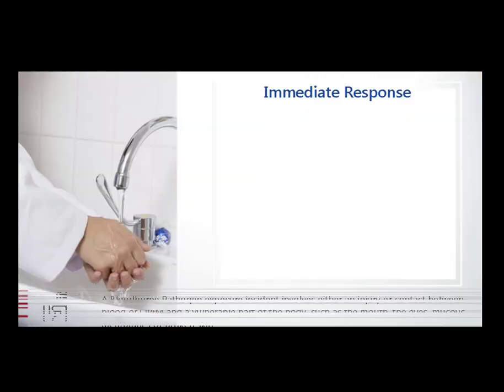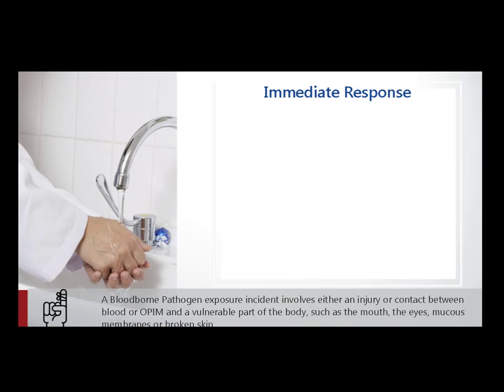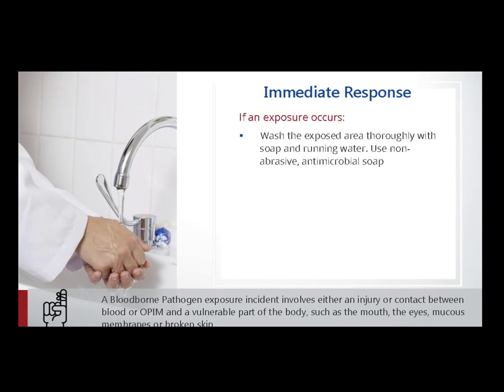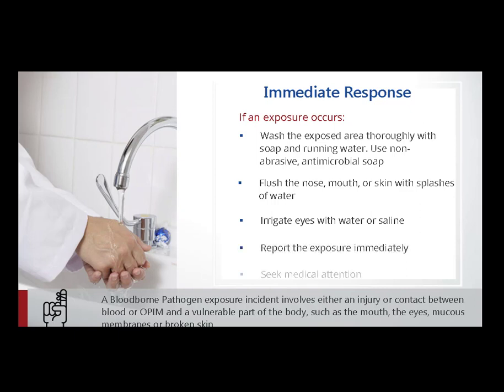A bloodborne pathogen exposure incident involves either an injury or contact between blood, or OPIM, and a vulnerable part of the body, such as the mouth, the eyes, mucous membranes, or broken skin. If an exposure occurs, wash the exposed area thoroughly with soap and running water. Use non-abrasive antimicrobial soap. Flush the nose, mouth, or skin with splashes of water. Irrigate eyes with water or saline. Report the exposure immediately. Seek medical attention.